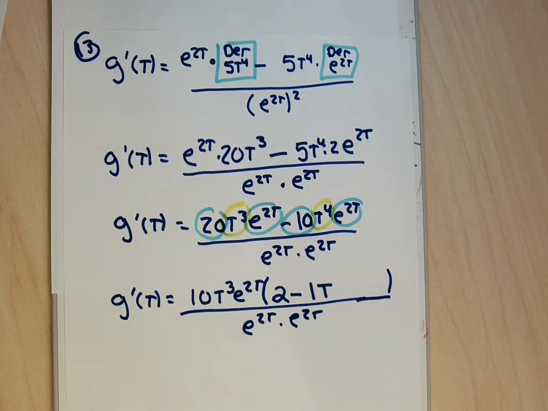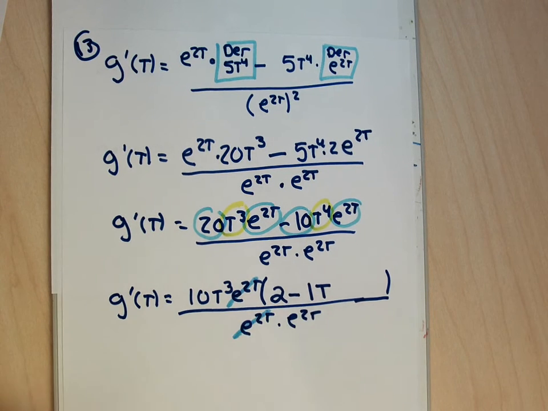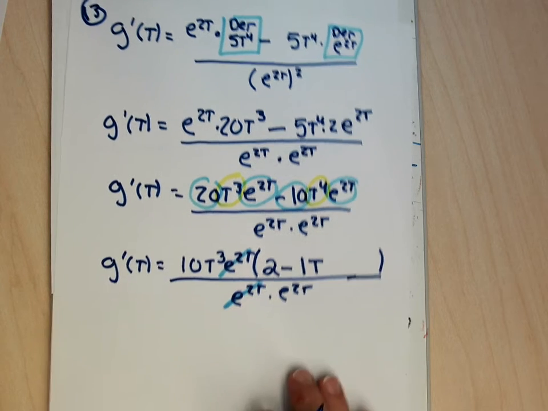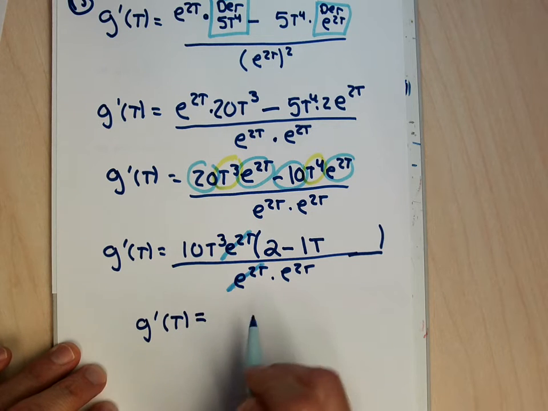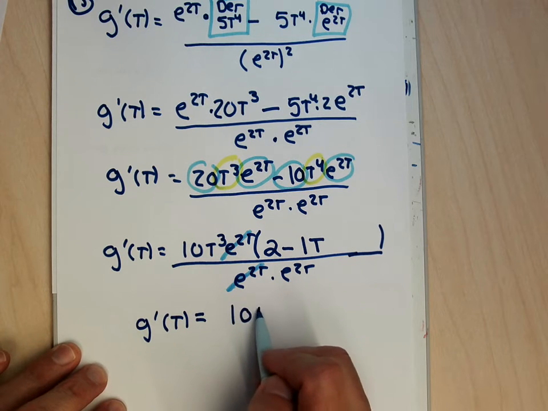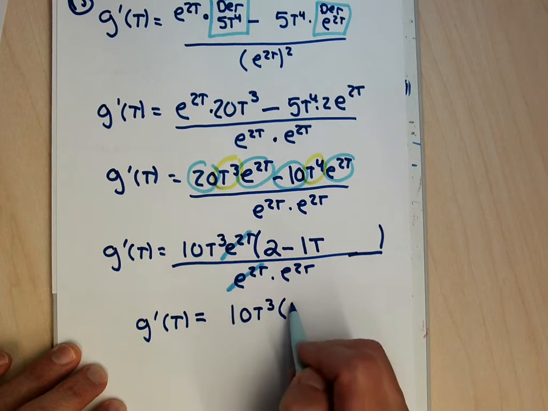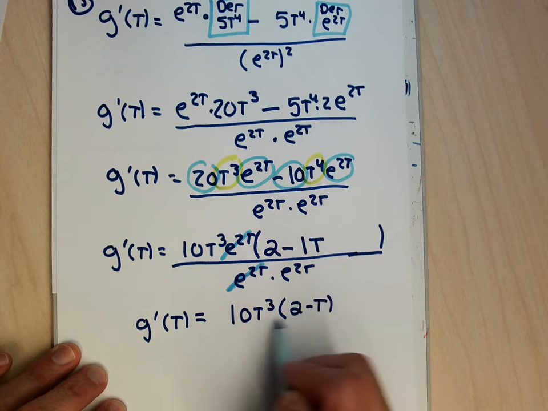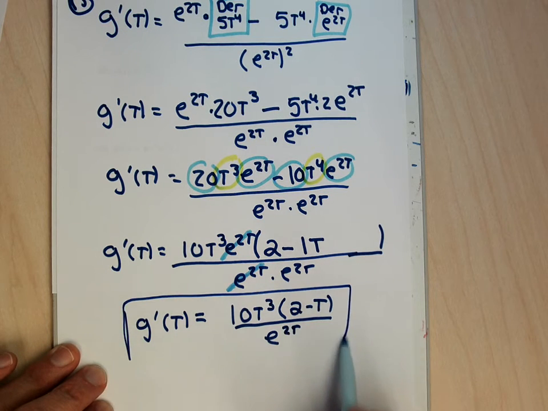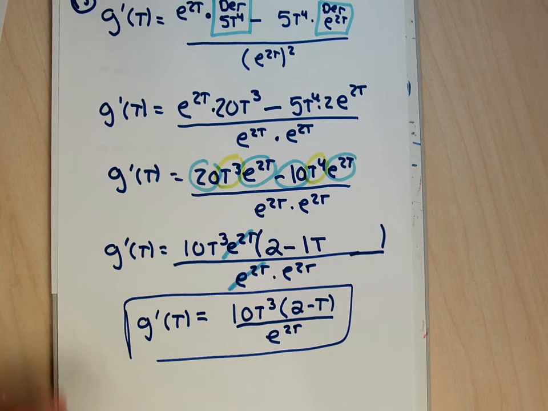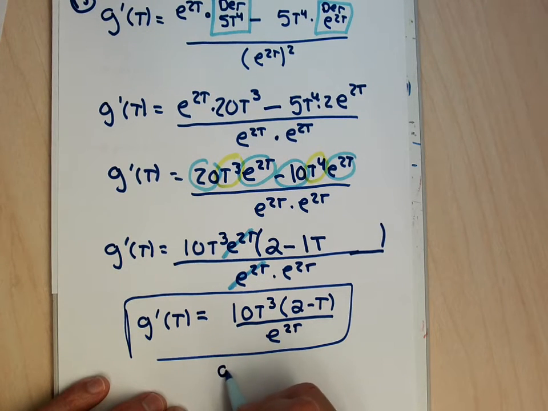Now I can cancel the common factor of e to the 2t with one of the e to the 2t's in the denominator, and I'm about to write something that I'm going to call my answer, even though the parentheses might bother you that the t is written second and it has a negative in front of it. I'm going to go ahead and call this my answer. If you went further and worked on that parentheses, wrote the t first and the 2 second, and factored out a -1, it'd be absolutely okay and really nice.